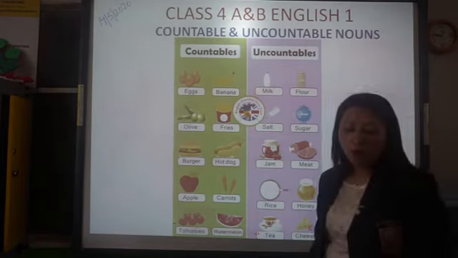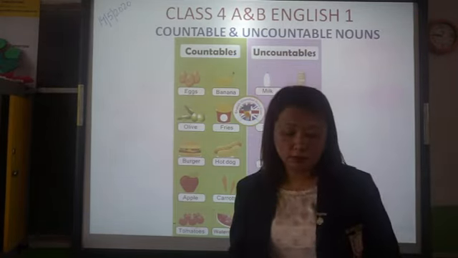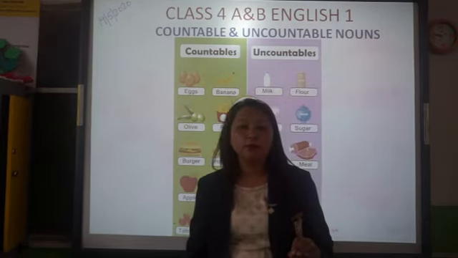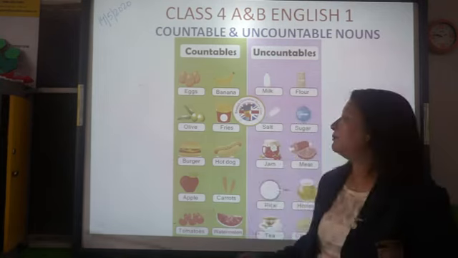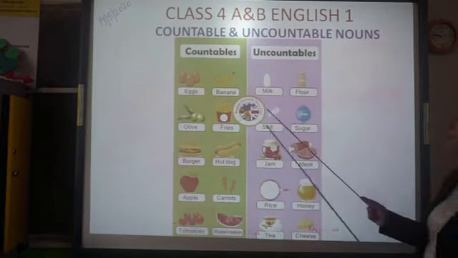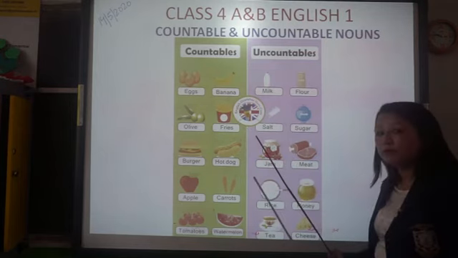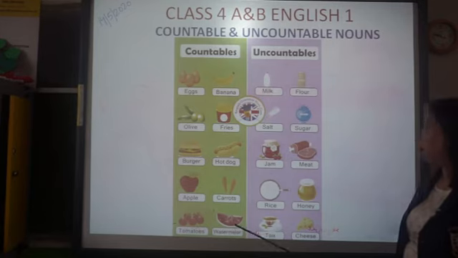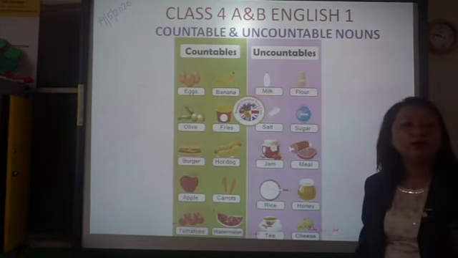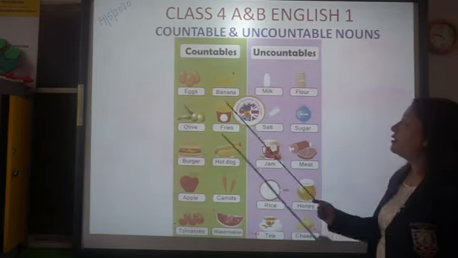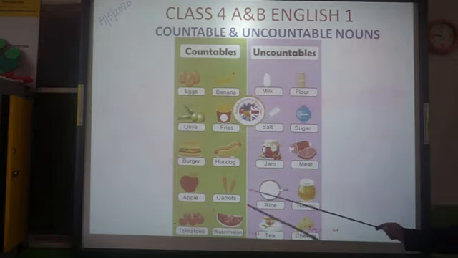And uncountable nouns are those we cannot count with numbers. Examples: milk, we cannot count milk. We cannot count salt. We cannot count sugar. We cannot count rice using a number. We cannot say one rice. So these are countable and uncountable nouns.